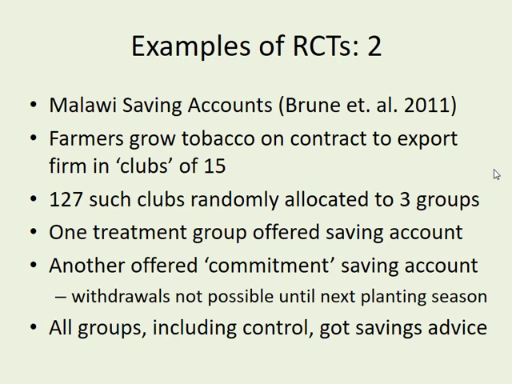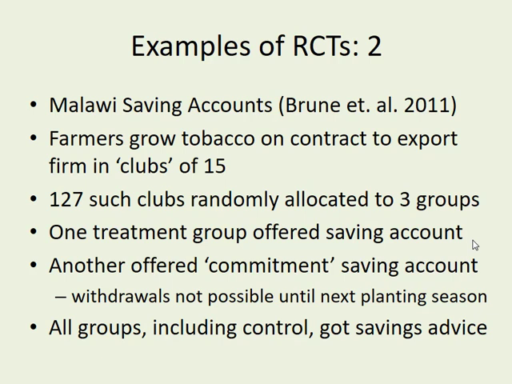So they're in groups of 15, which they call clubs, and there are 127 such clubs of farmers who are dealing with export companies, and these 127 clubs were randomly allocated, but in this RCT they were randomly allocated into 3 groups. So there are 2 treatment groups. One treatment group gets a savings account, so a savings account is set up in the bank in their name.